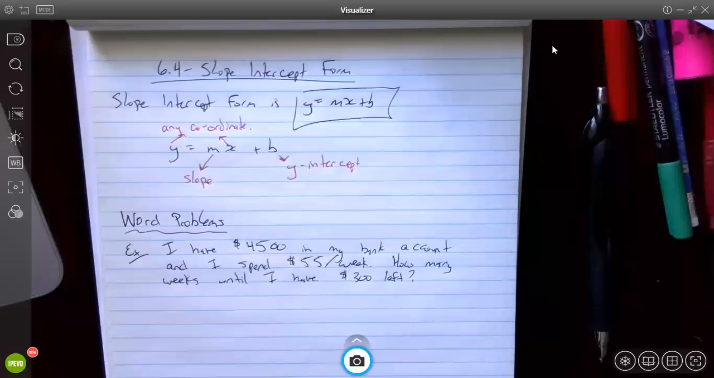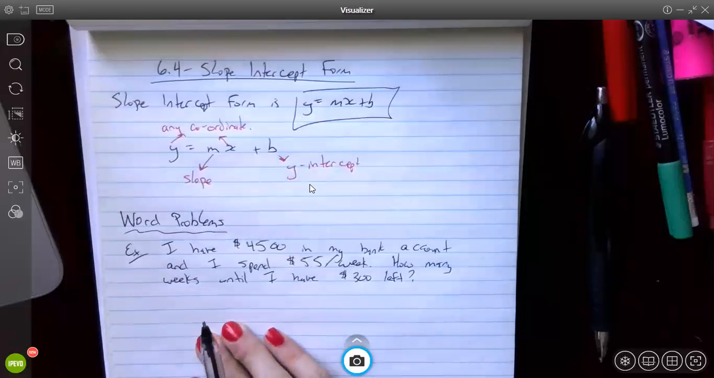Okay, so the question is, I have $4,500 in my bank account and I spend $55 a week. How many weeks until I have $300 left? So your first thing that you're going to want to do anytime you have a word problem like this is write out your equation of a line.